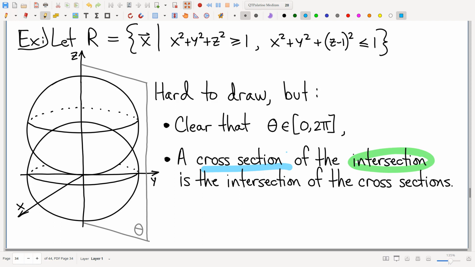The neat trick is I can look at the individual cross sections and just intersect those. Oh, I wanted to switch colors. Just intersect the individual cross sections. Let me show you what I mean by this. Let's start with the theta slice of this.